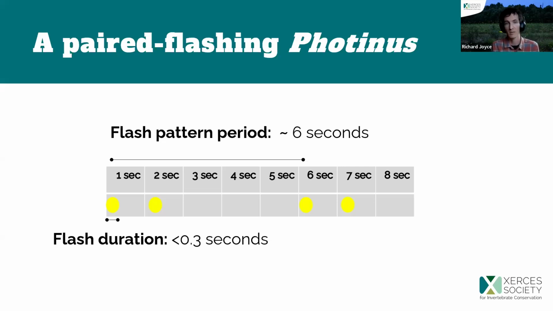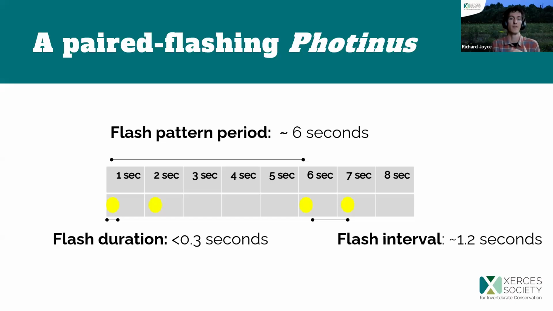It's much shorter than the Big Dipper, and it's probably too short to measure in the field. So we're just going to estimate that it's less than 1/3 of a second. We might even just say verbally that it's brief. And then finally, the flash interval is about 1.2 seconds. So if you provided me with these 3 flash pattern measurements, I should be able to draw out this flash pattern diagram and figure out what species we're looking at.